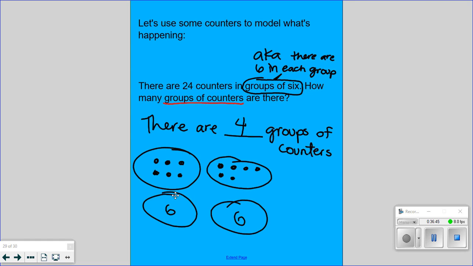What if it said how many counters in each group? What would your answer be then? How many counters in each group? Huxley? 6. How does that happen? How do we get 4 sometimes and 6 sometimes? Because 24 is a big number, and whenever you have to put in groups, they're both going to be a different number. Okay. But why is the answer sometimes 4 and sometimes 6? That seems confusing.